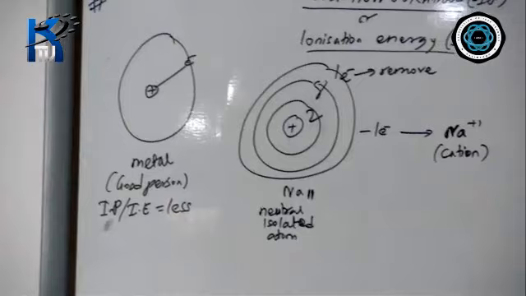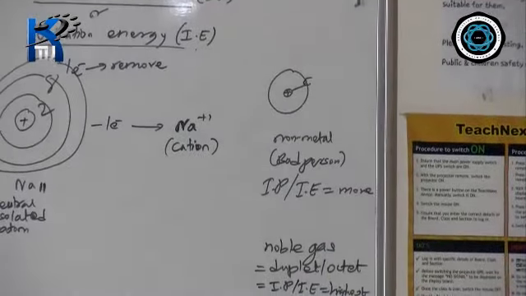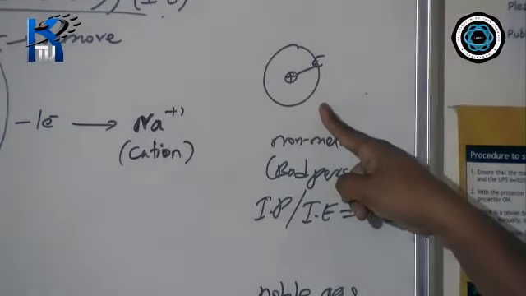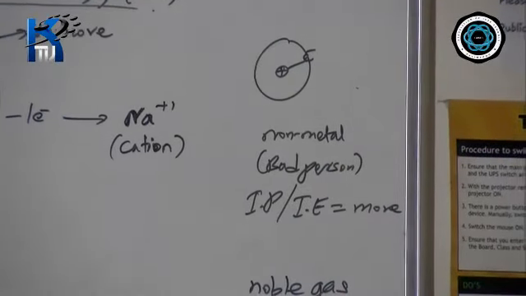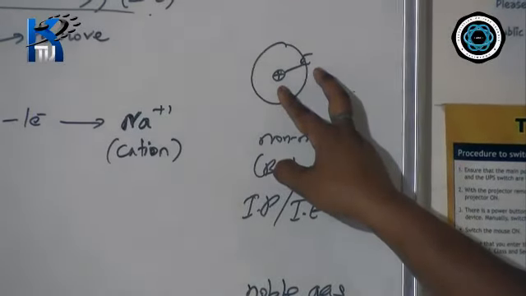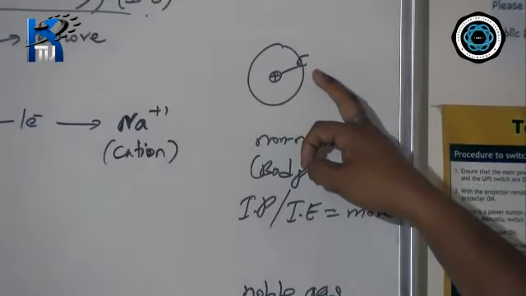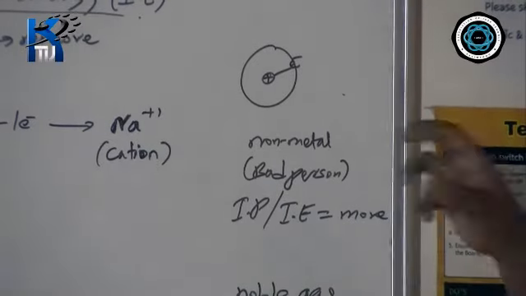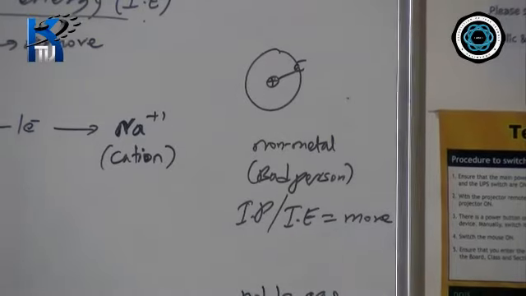Now we go to the non-metal. In the case of non-metal, I compare it with a bad person, small heart, so small size. Since the atomic size of a non-metal is smaller, the distance between the nucleus and the outermost electron is less. As a result, the force of attraction between them is more. Due to this, if any other element wants to remove this electron from a non-metal, it has to put in more energy. As a result, they have more ionization potential or more ionization energy.